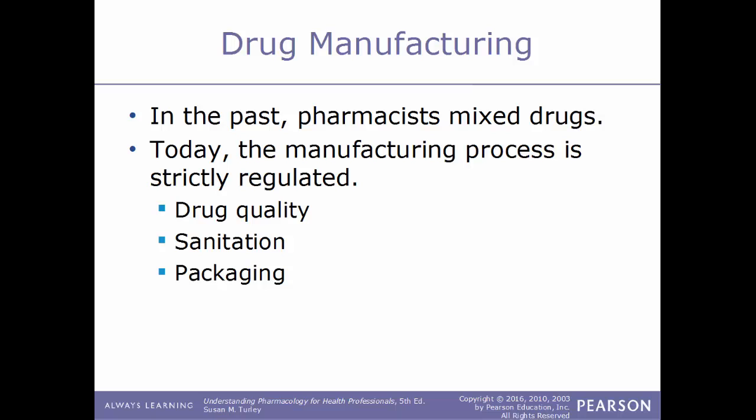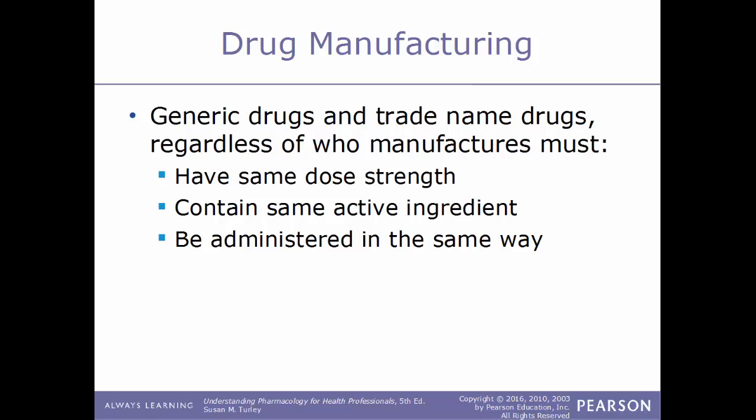Alright, now moving on to drug manufacturing. In the past, pharmacists would commonly mix drugs. Today, of course, the manufacturing process is a lot more regulated, especially when it comes to drug quality, sanitation, and packaging of drugs. Now, generic drugs and trade name drugs, regardless of who manufactures them, must have the same dose strength, they must contain the same active ingredients, and they both must be administered in the same way.